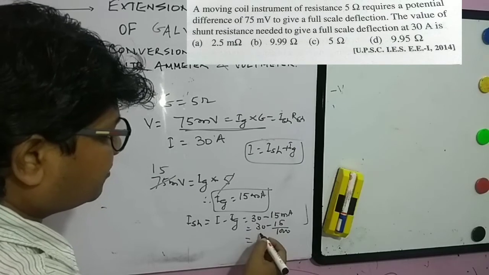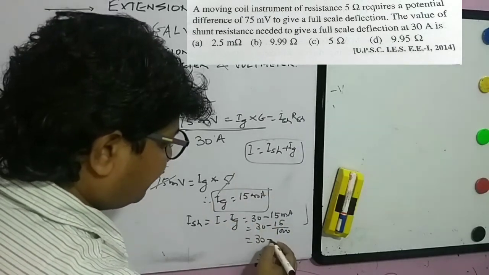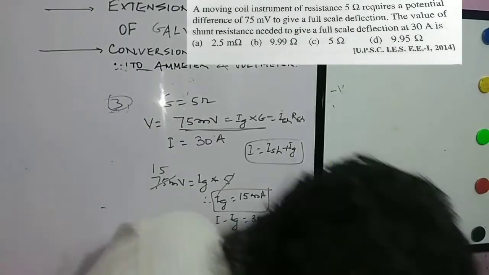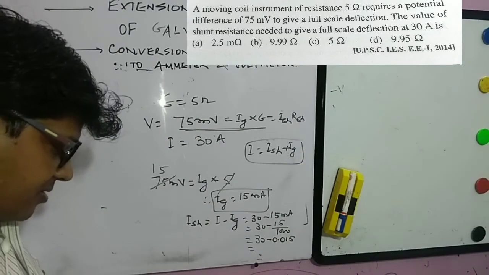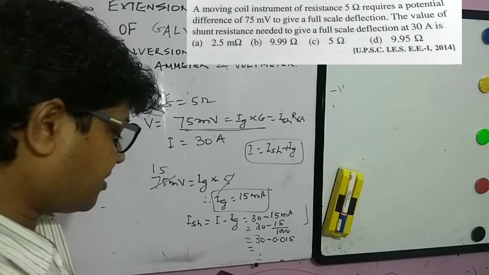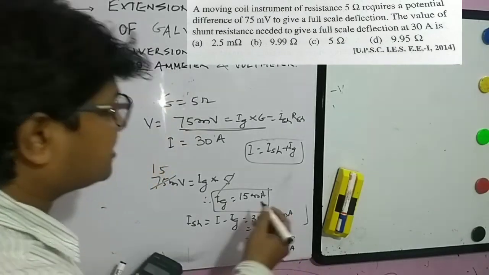So this will be equal to, what we can write, 30 minus 0.015. So this is equal to 29.985 ampere. This is ISH.